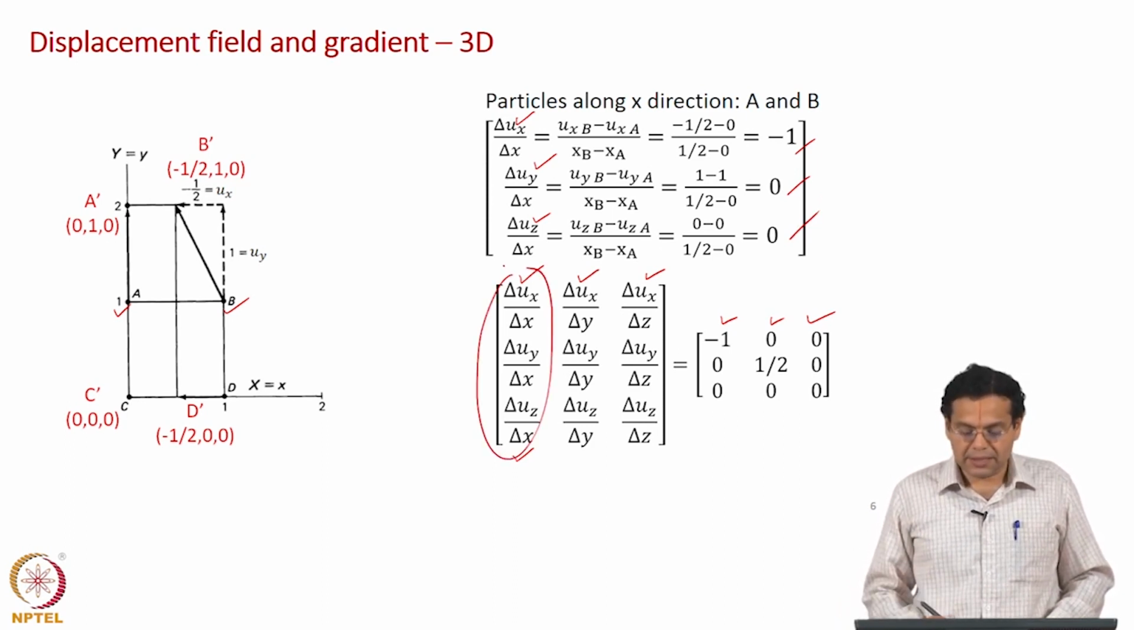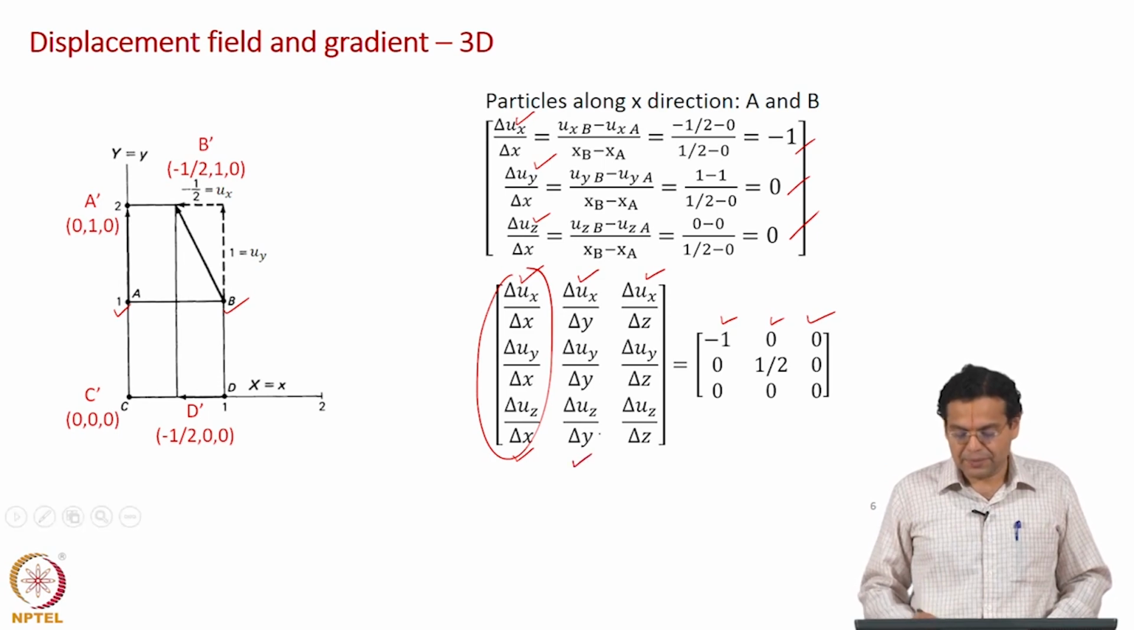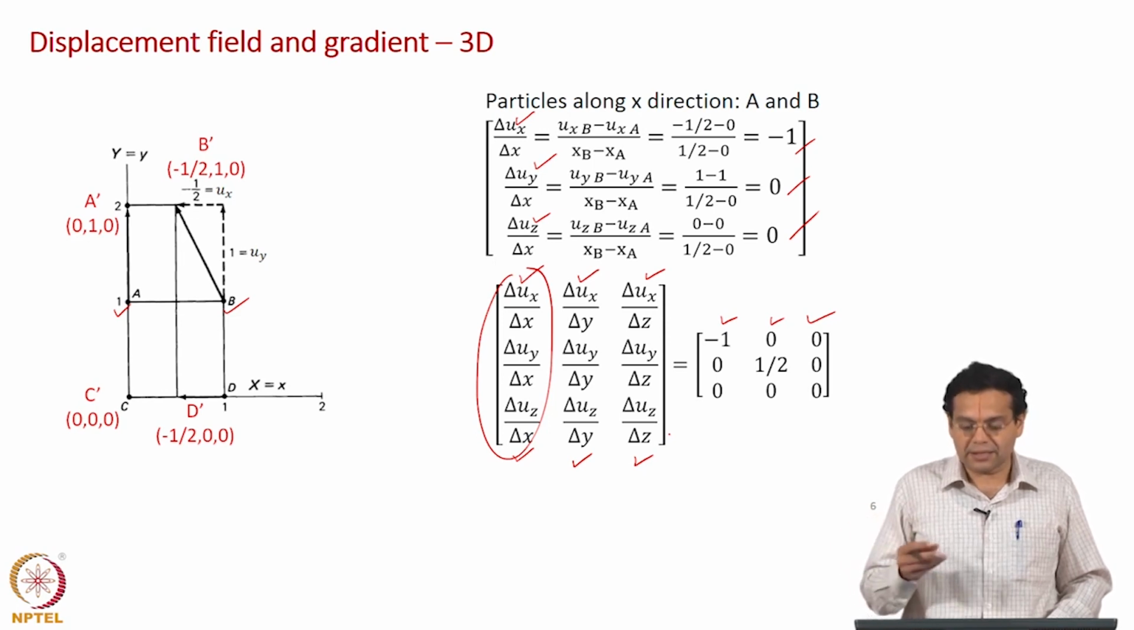Okay. What it means is, if you look at a column, then it corresponds to difference in displacement in x, y, z direction for two particles along the x direction, and the second column tells the same thing for two particles along the y direction, the third column tells about particles along the z direction. Okay. So, if you take one row, it tells about change in x displacement for particles along x direction, y direction, z direction. So, why did we arrange like this?